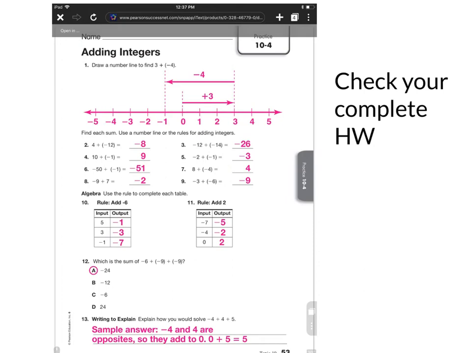This is your opportunity to check 10.4 practice. Moving on in 3, 2, 1.